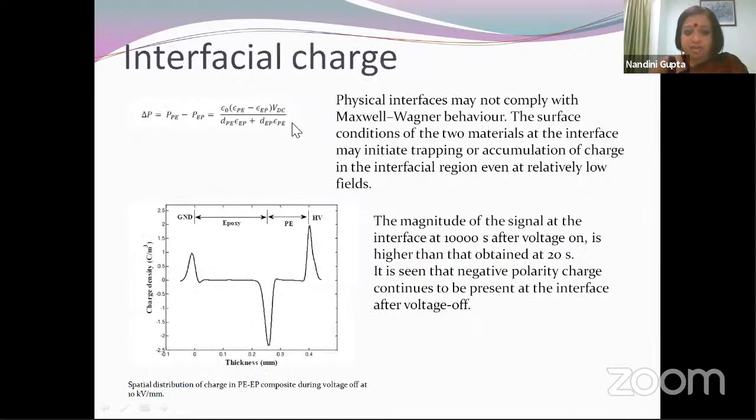When you have interfacial charge, this is what you have. This is the amount of interfacial charge that is predicted by Maxwell-Wagner behavior. Remember, what you will actually see may not be exactly what is predicted by Maxwell-Wagner, because Maxwell-Wagner does not take into account the surface properties at the interface, and there may be more reasons that cause trapping or accumulation of charge in the interfacial region, even at low fields. So as you can see, at 10 kV per millimeter, you do begin to see some amount of interfacial charge accumulating.